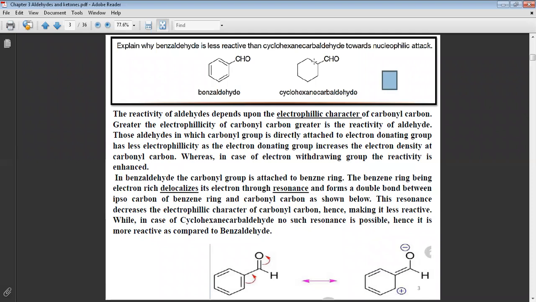But if the question says toward nucleophilic attack, just nucleophilic attack, that means we have a nucleophile. The nucleophile will attack something positive. Why is this positive center stronger here than in this compound? You have to explain all this, and you have to write the resonance structure until your answer is complete, a full answer.